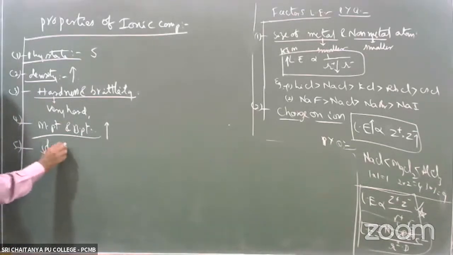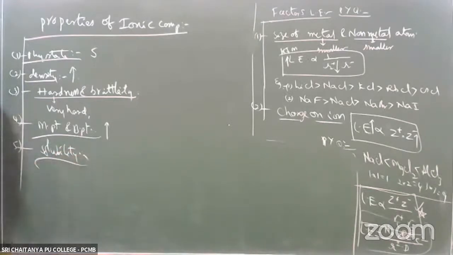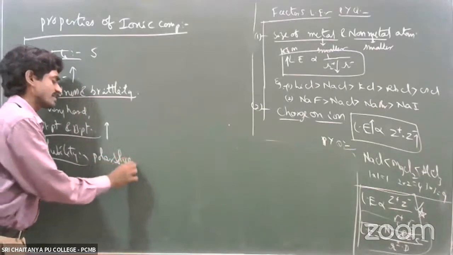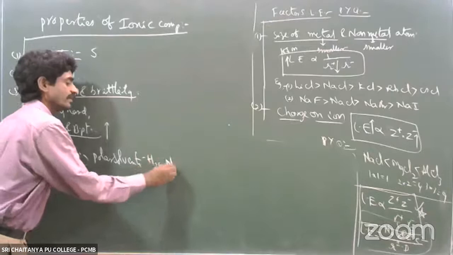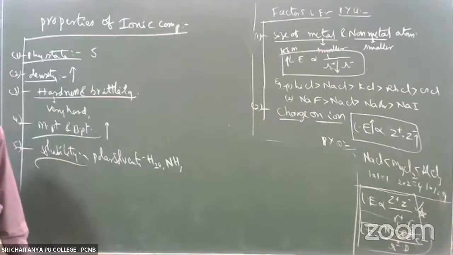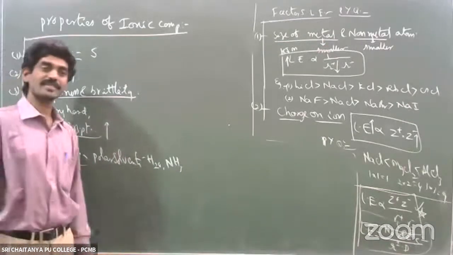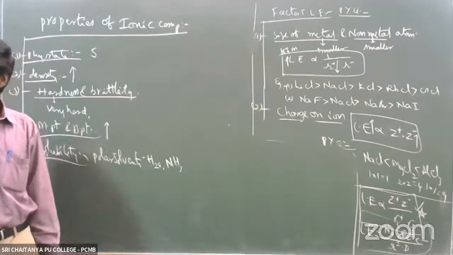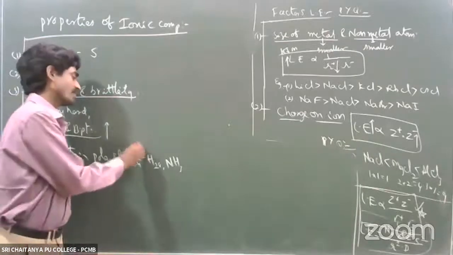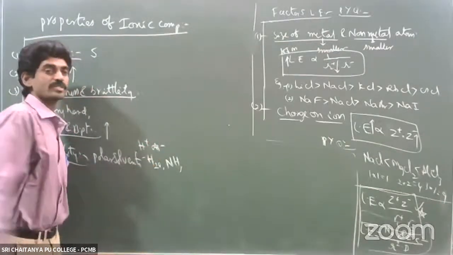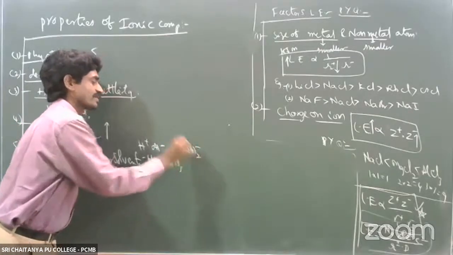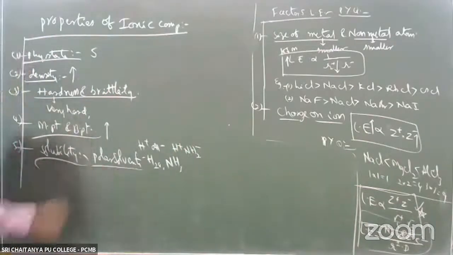Solubility. Generally, ionic compounds are soluble in polar solvents like water and liquid ammonia. In water, H+ and OH-, polarity is there, two poles are there: positive pole H+ and negative pole OH-. This is called a polar solvent. Polar solvents have polarity. What is polarity? Having two poles, a positive pole and a negative pole, right? And in NH3 also there is H+ and NH2-, right? Like this. That means ionic compounds are soluble in polar solvents.